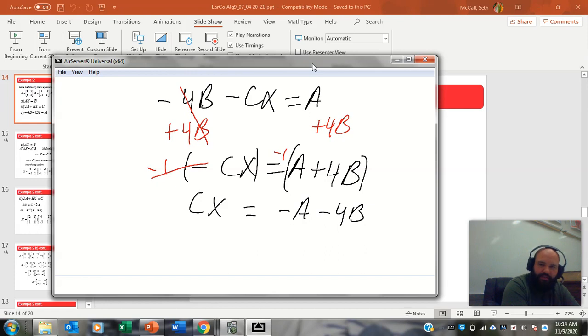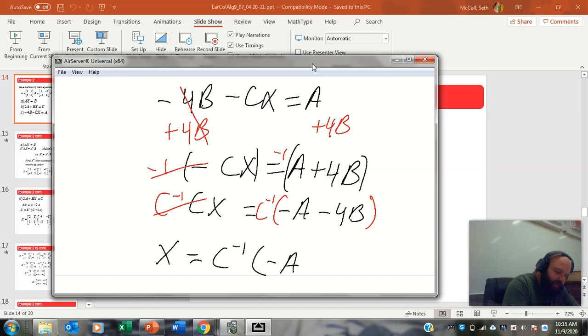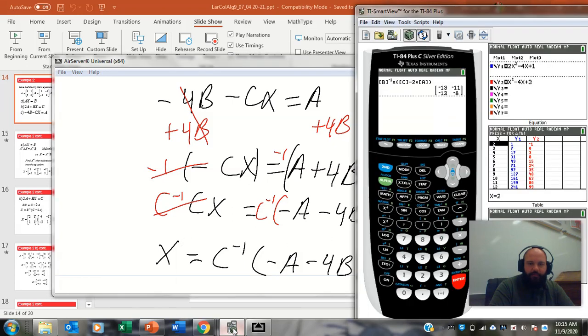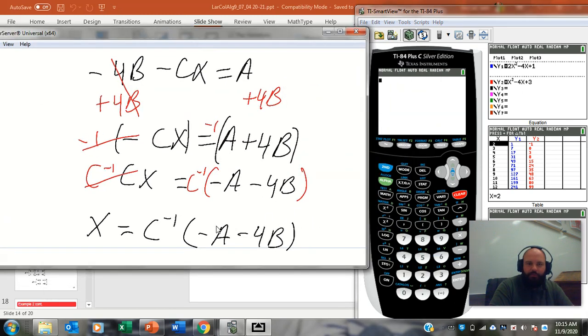Now we need to get rid of the c by multiplying by the inverse of c on both sides, like that. These cancel, and my last expression that I'm left with is x equals c inverse times -a minus 4 times b. And now it's just a matter of, since we already have a, b, and c programmed into our calculator, all we have to do in the home screen is type exactly what you see right here.